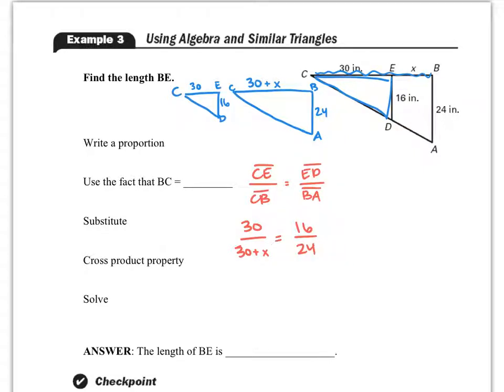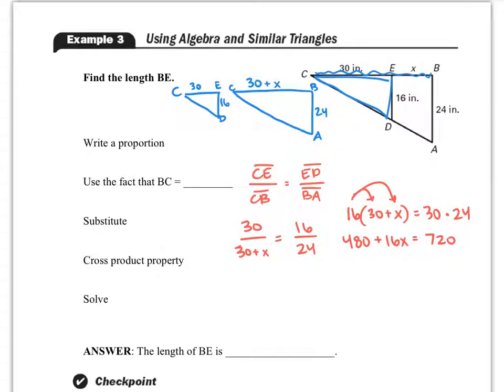Now I'm going to use cross products, and this gets just a little bit tricky, but notice this is 16 times all of that. So 16 times 30 plus X equals 30 times 24. So this should look familiar to you here. This is the distributive property. We are multiplying 16 by both the 30 and the X. So 16 times 30 is 480 plus 16X. Again, that's getting distributed to both of those. And then we have 30 times 24, which is 720.